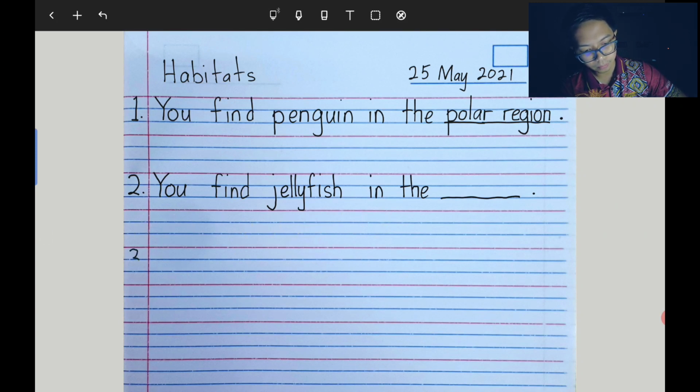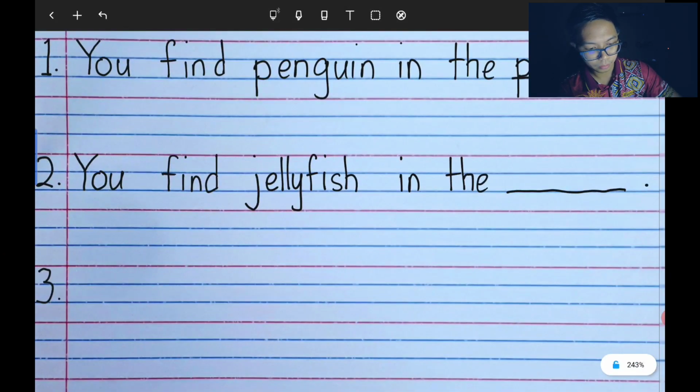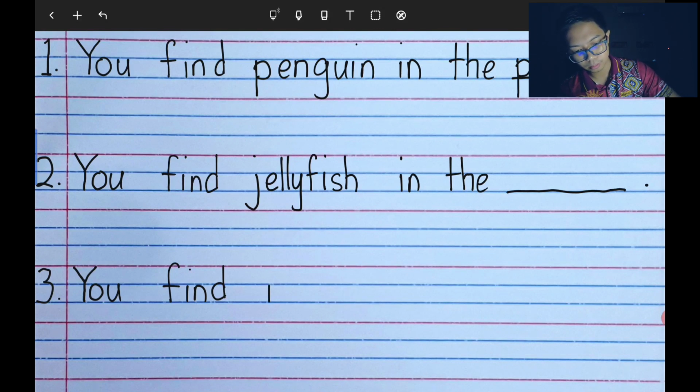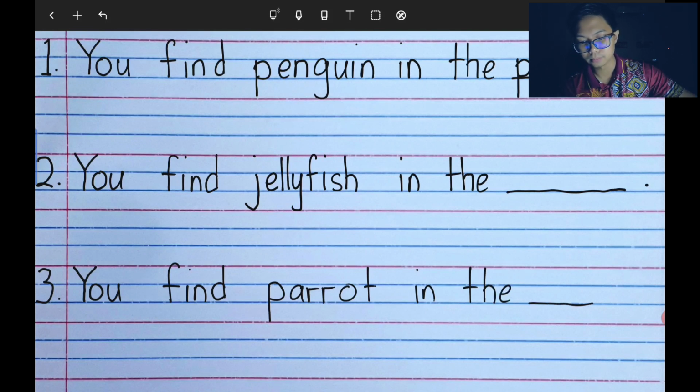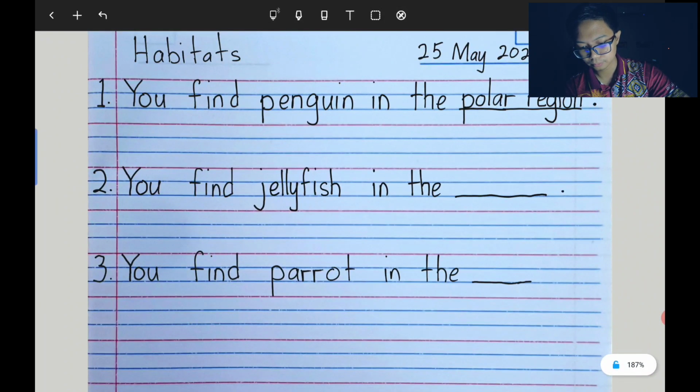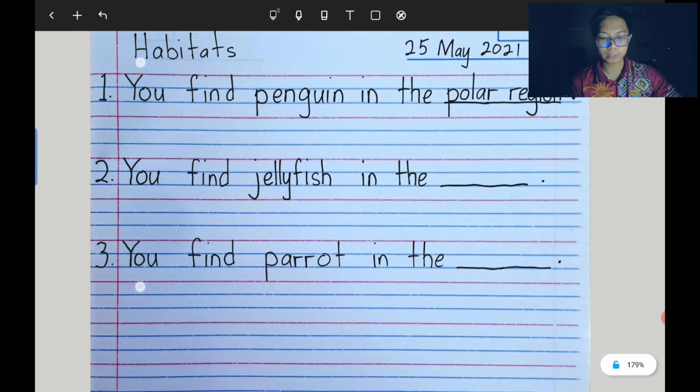Number 3. Okay, you, huruf besar, capital letter. You find, how about parrot? Burung kakatua. Where do you find parrot? P-A-double R-O-T. Okay, you find parrot in the, di mana? Ocean. So that's the third one.